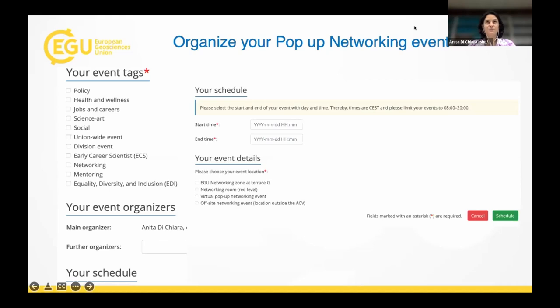Another tip I would like to give is to also come and check in person. There is going to be an EDI booth and an EGU booth that will be staffed, and people are there to meet you and talk about topics that are dear to you. So it's a nice time to have a chat about what you care about or get more information about what's going on.